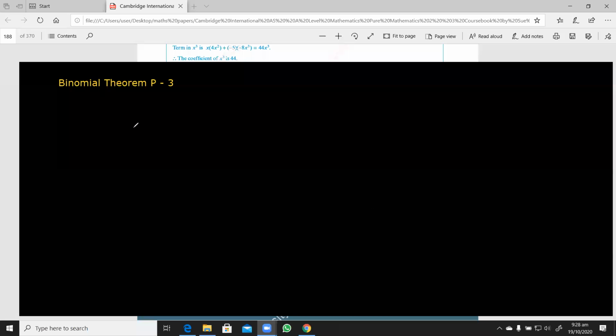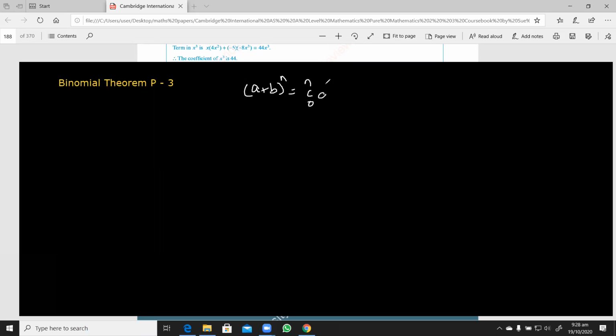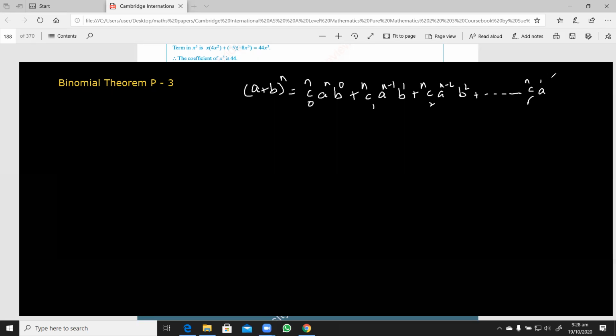Okay, so we have done this binomial theorem in P1 as well, where it was like this: (a + b) raised to power n is nC0 a^n, and this is nC1 a^(n-1) b^1 plus nC2 a^(n-2) b squared, and so on. And then there was a general term nCr a^(n-r) b^r. And finally, there was a final term nCn a^0 b^n.